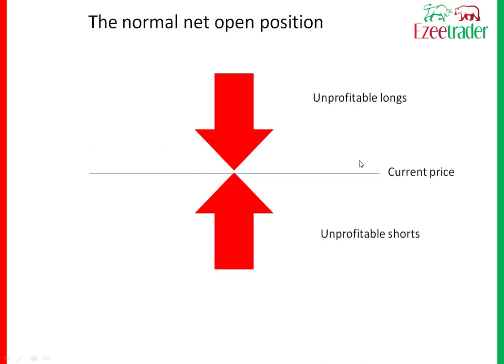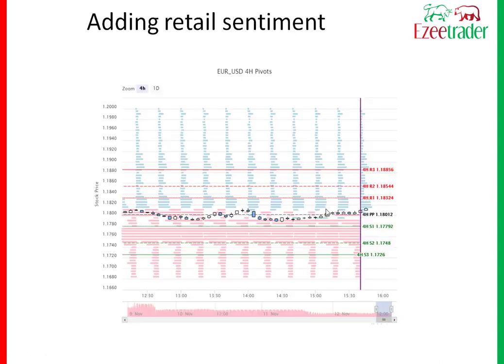So what we tend to get in a normal open position, we call it the order book, but it's actually open positions, it should be rephrased here. You'll get unprofitable longs generally above the price, and generally you'll get unprofitable shorts below. That's the way the book's made up. In fact, here you go.